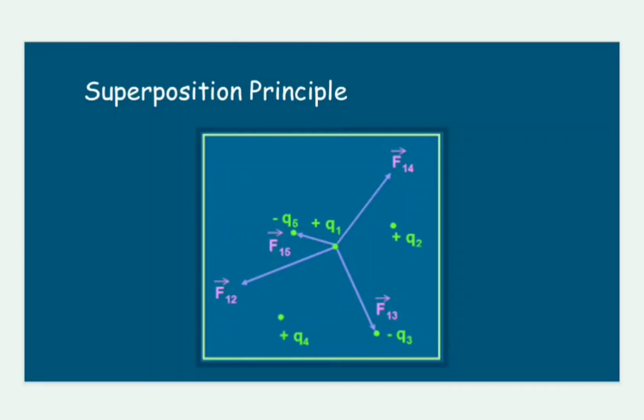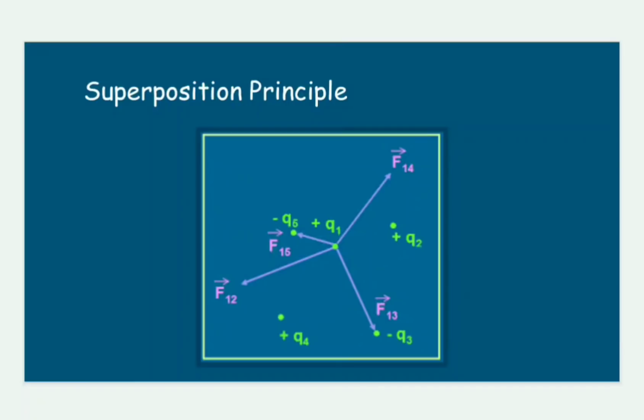First of all, look into F12. You can see that F12 is acting away from Q2, because Q1 and Q2 are similar charges. So they are repelling each other. So it should act along the line joining them both, and that is why F12 is acting away from Q2. The same thing is true in another force also. Can you tell me which is that force? Yeah, you are right, it is F14, and F14 also is acting away from Q4, along the line joining Q1 and Q4.